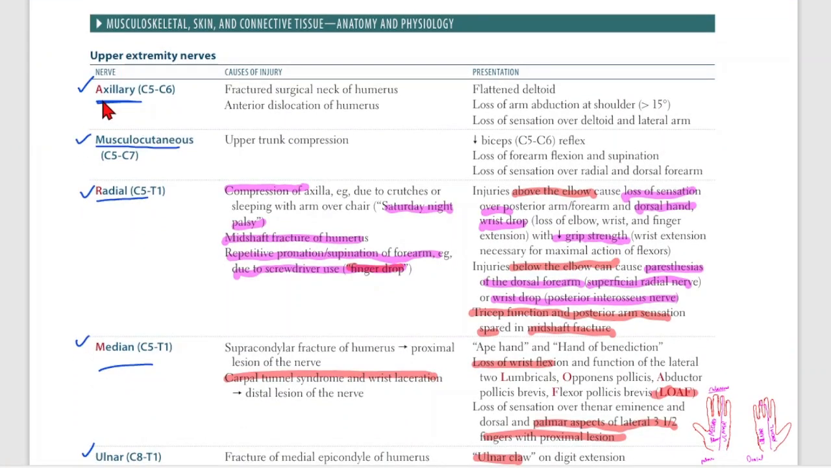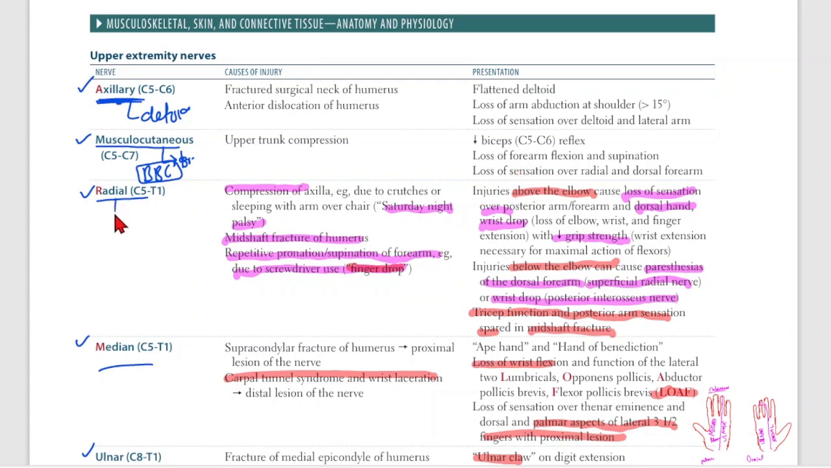Now, the axillary nerve supplies the deltoid muscle. The musculocutaneous nerve supplies the coracobrachialis, brachialis, and biceps brachii, the muscles of the anterior arm.